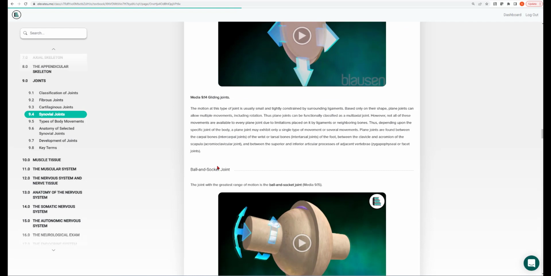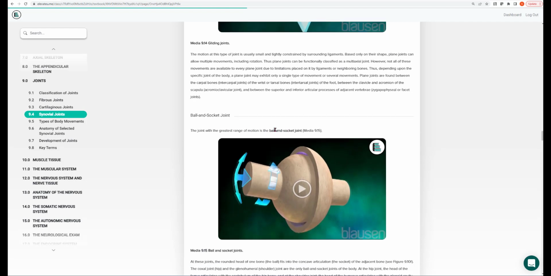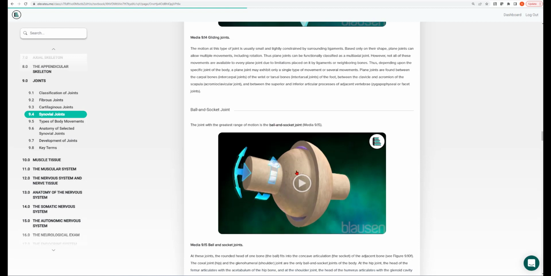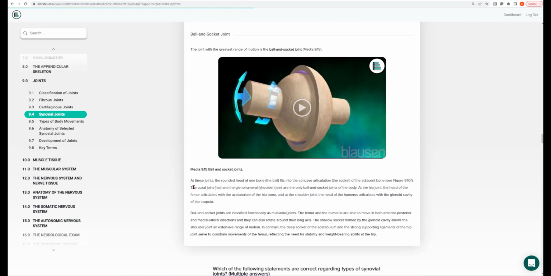The last one, ball and socket, very important. These are the joints with the greatest range of motion. You will recognize these joints as having a ball-like structure that goes into a socket-like structure. The two main examples are the coxal joint and the glenohumeral joint. Okay, they are the two ball and socket joints in your body. Make sure that you're using the anatomical terms here. So the coxal joint is your hip joint. Your glenohumeral joint is your shoulder joint.